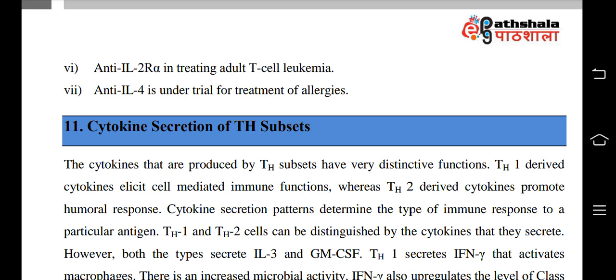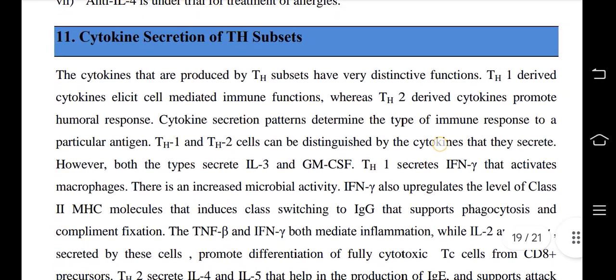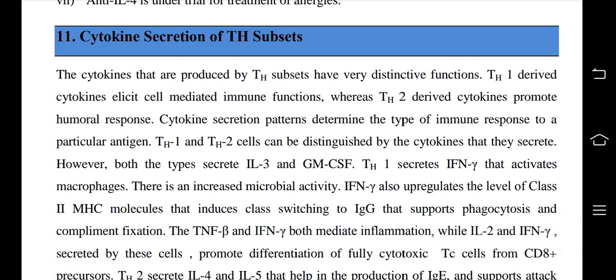Cytokine secretion of Th subsets. The cytokines that are produced by Th subsets have very distinct functions. Th1 derived cytokines elicit cell-mediated immune functions, whereas Th2 derived cytokines promote humoral response. Cell-mediated, humoral. Okay. Cytokine secretion patterns determine the type of immune response to a particular antigen. Th1 and Th2 cells can be distinguished by the cytokines that they secrete. However, both types secrete IL-3 and GM-CSF.